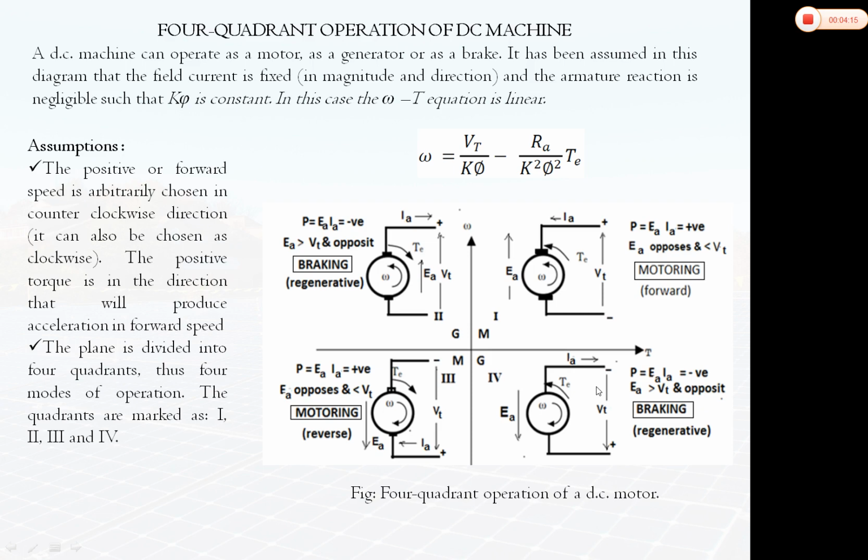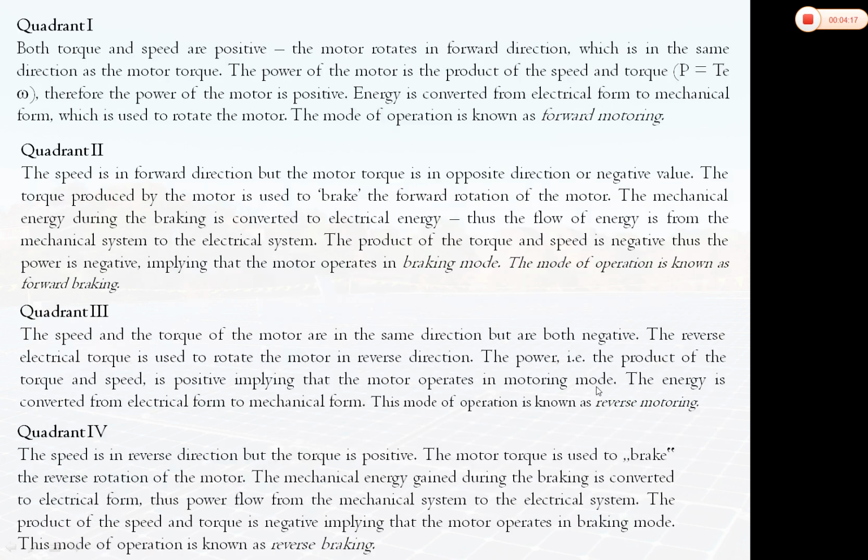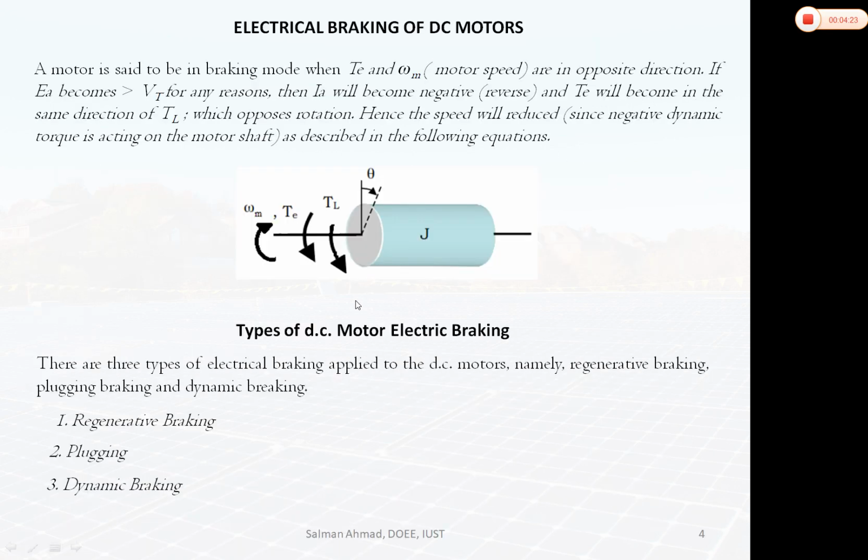All these four quadrant operations are mentioned here in this line. You can read these to understand better. Now I'll discuss the different types of electric braking of DC motor. In mechanical braking, there is a problem that you have to replace the shoes, because there will be friction and wear and tear in the braking shoes. So you have to replace those shoes.